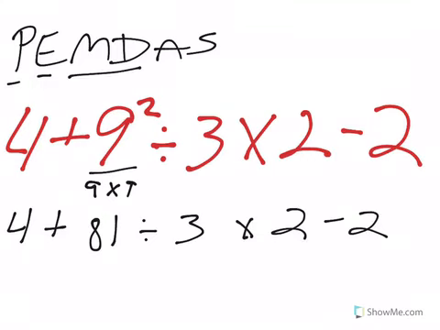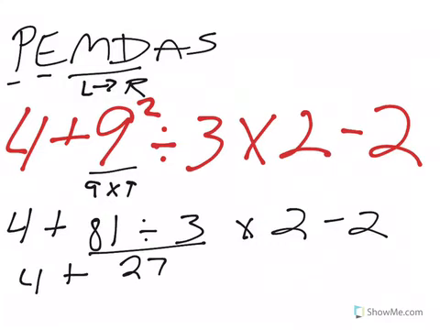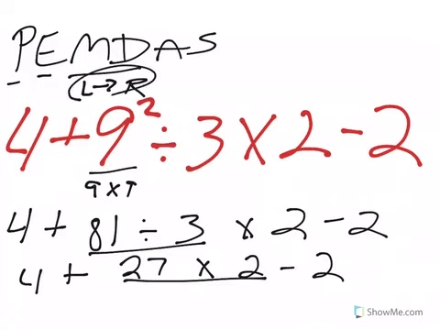So again, multiplication and division, we go left to right. So I have division first. So I have 81 divided by 3, which is 27. And now I will bring everything else down exactly as it is. Now we go to multiplication, because again, we will go left to right, so that's why it's second. 27 times 2 is going to be 54.